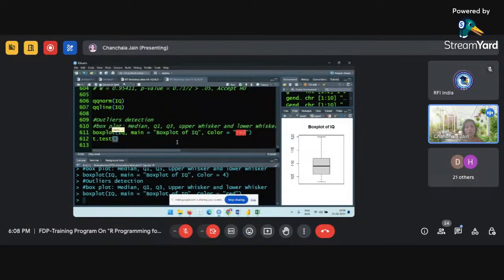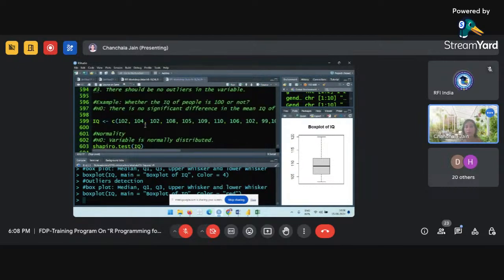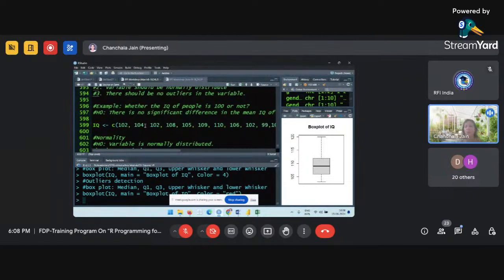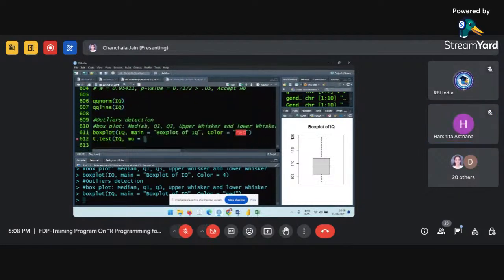So further, you need to use the function t.test to perform the t-test. At the first position, you need to pass the name of the variable you want to check, that means your sample variable. Then you need to give the mu value. Can anyone tell me what the mu value will be here? Mu is the population mean. 100. Very correct, it is 100.